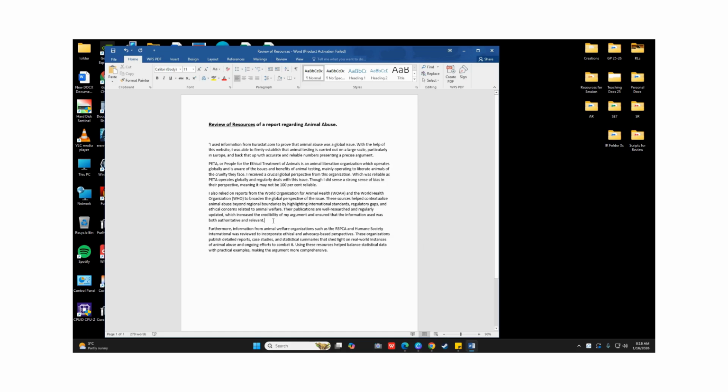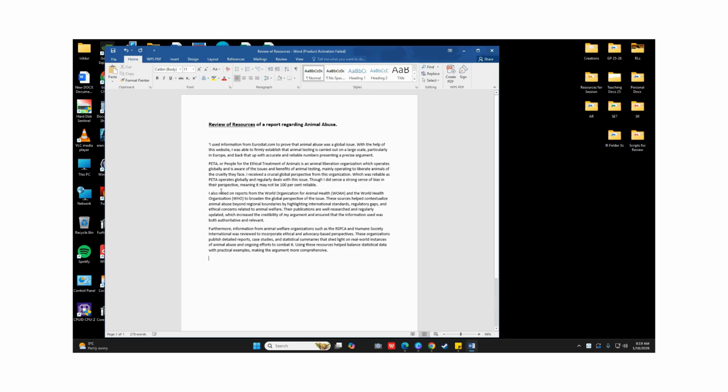Finally, he says that furthermore, information from animal welfare organizations such as RSPCA and Humane Society International was reviewed to incorporate ethical and advocacy-based perspectives. These organizations publish detailed reports, case studies, and statistical summaries that shed light on real-world instances of animal abuse and ongoing efforts to combat it. Using these resources helped balance statistical data and practical examples, making the argument more comprehensive.